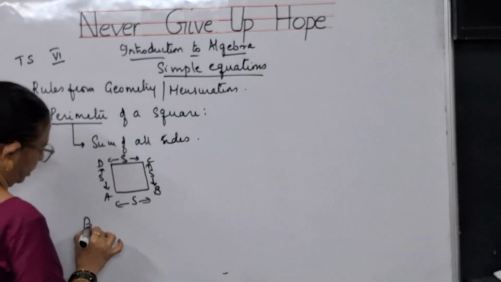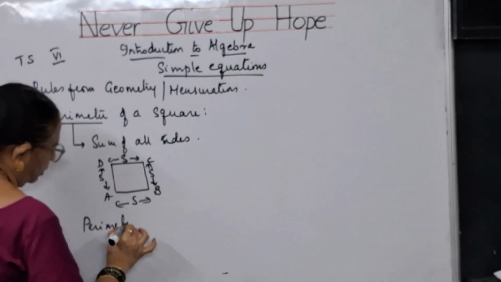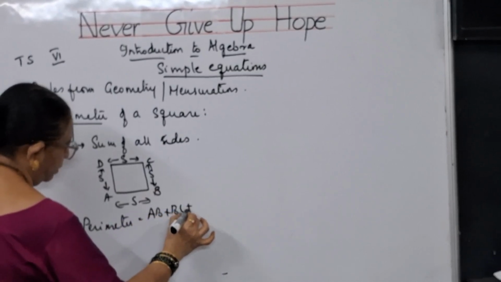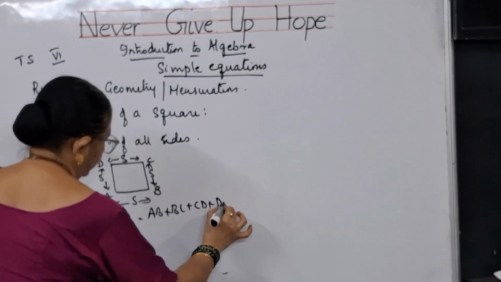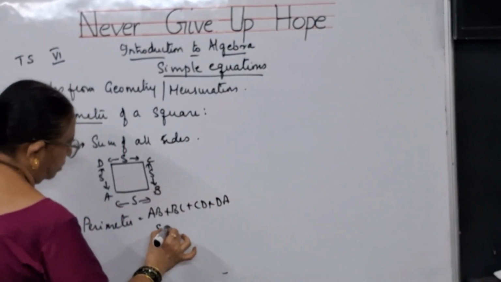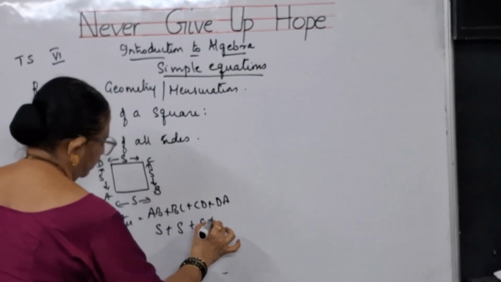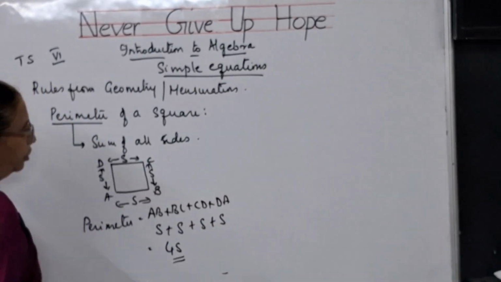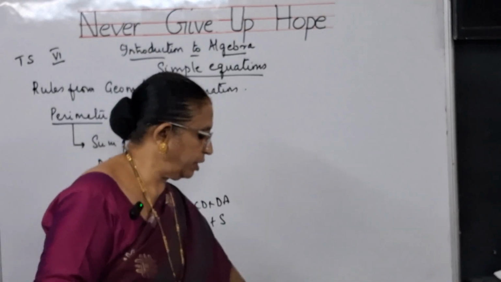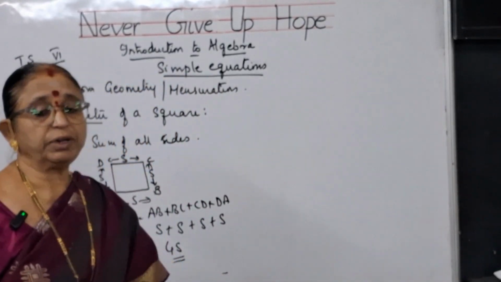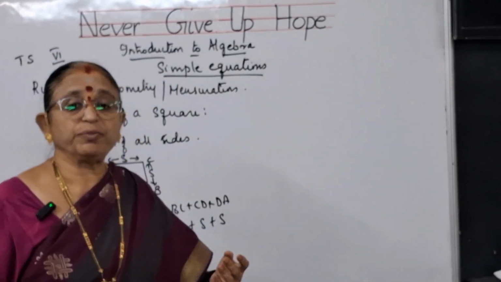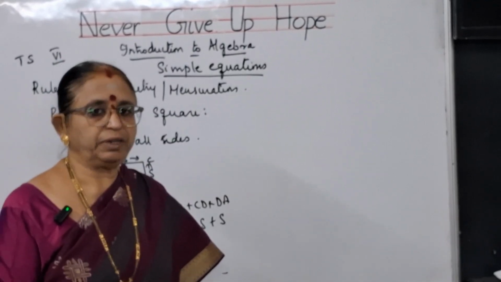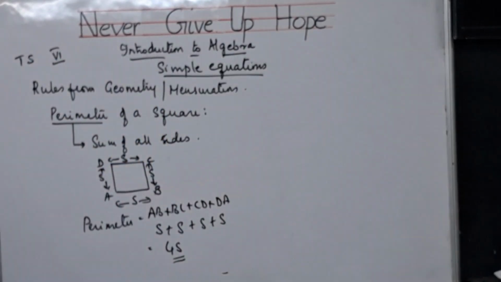So, what is the perimeter? Perimeter is nothing but AB plus BC plus CD plus DA. That is S plus S plus S plus S, which is 4S. This is the formula that is developed for perimeter of a square. In this way, other formulae also are developed. You are going to learn about it in your higher classes.